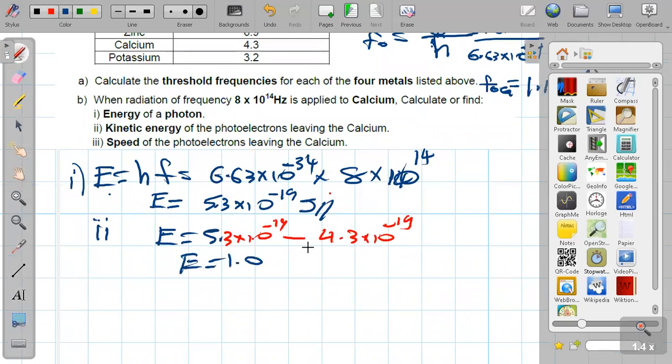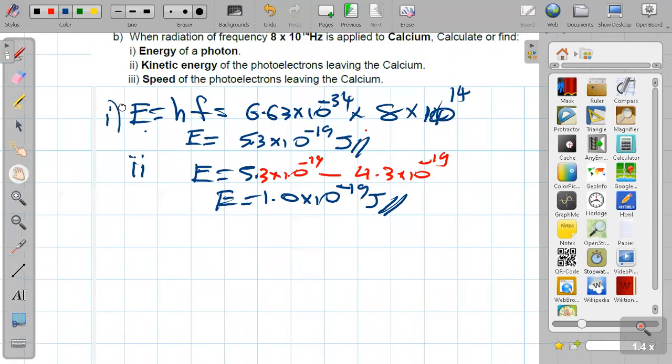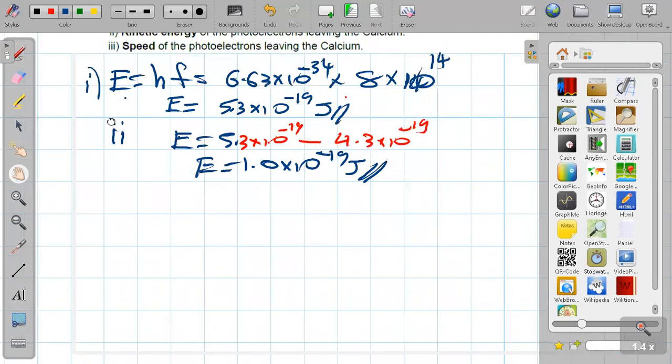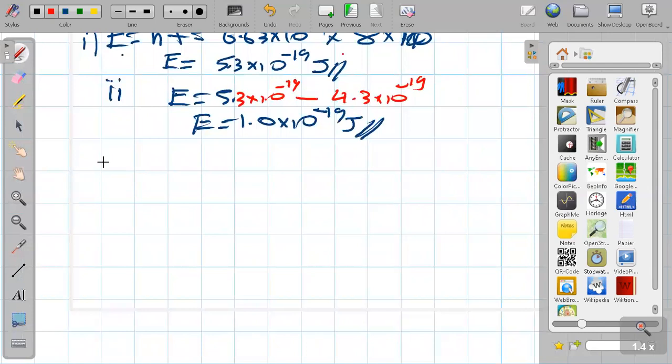1.0 into 10 to the power minus 19 joule. Is that your answer? Yeah. Okay, yeah. Now the kinetic energy of this one we just found. Now we need to find out the speed of the photoelectrons leaving calcium. It's a really simple way. Firstly, we have to write the equation.